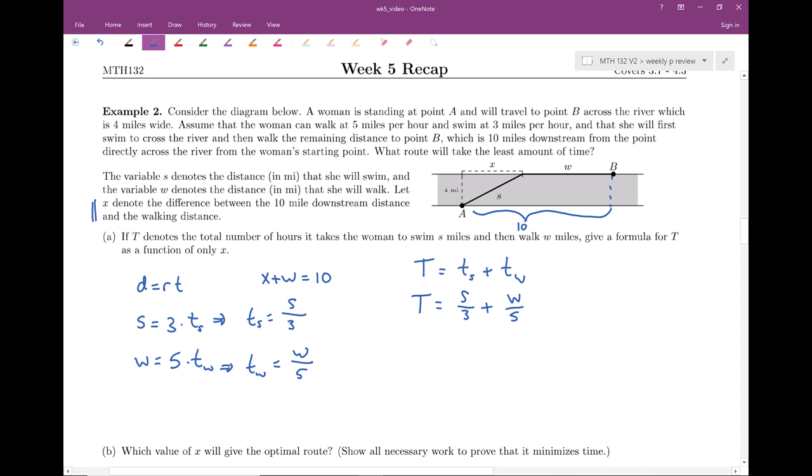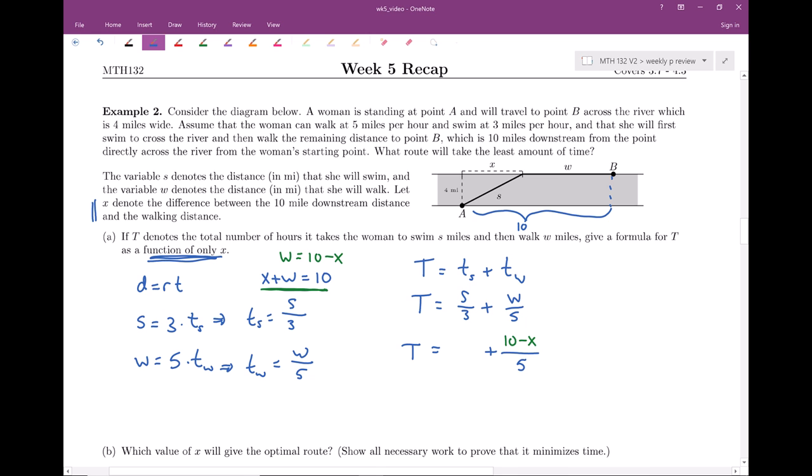We're getting someplace, but remember, we want this to be a function of only X. So that's where we need to use this equation right here. I have a W and I would like an X. This gives me the exchange rate between W's and X's: W is equal to 10 minus X. So everywhere I see a W, I can put a 10 minus X. Still, I have to divide by 5, and I have to figure out the swimming bit.